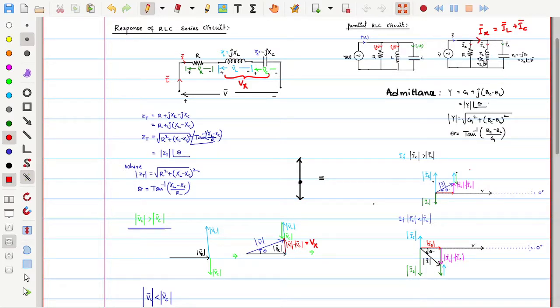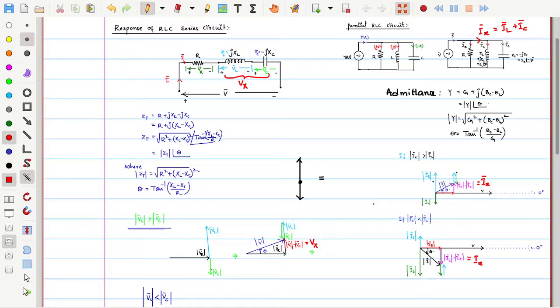Now, because IL and IC are in phase opposition, when I add these two things up, it is equivalent to subtraction. Depending on the dominant quantity, the net resultant will be in the direction of the dominant quantity. This is what Ix is. Ix will be in the direction of the capacitor current if the capacitor current is higher than the inductor current. In other words, if the inductor current is dominating, the resultant current Ix will be in the direction of the inductor current, as in the series circuit.